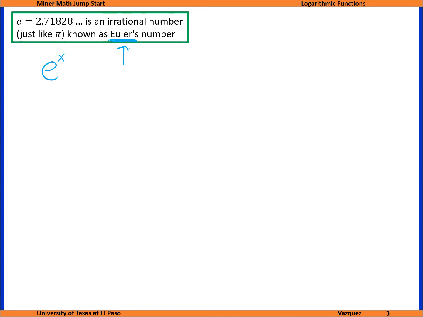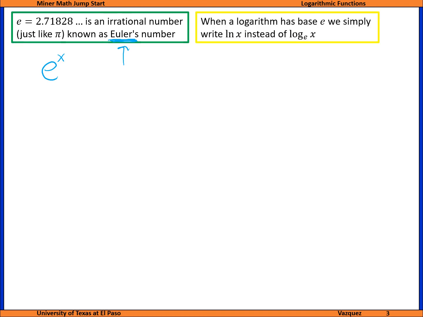Anyway, the reason this is so important is because when a logarithm has a base e, we no longer write log, we write ln. And I'm sure you've seen this before, ln x. We write that instead of log base e of x. It's a little shortcut there. So that's the ln x.